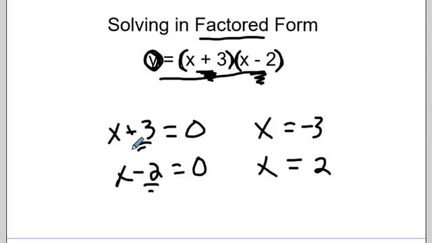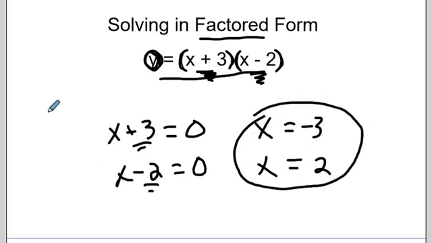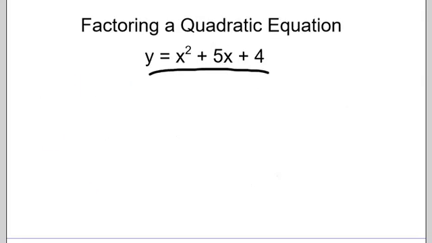Those are the values for x that are going to make this equation true, and they're the values for x that are going to make this equation true as well. Those are our two solutions, negative 3 and 2, and we can put it in our solution set notation, just like that. Remember, not a coordinate pair. This is our solution set.